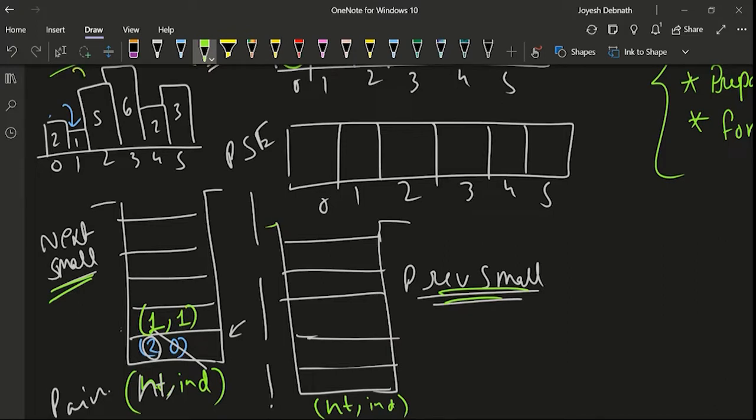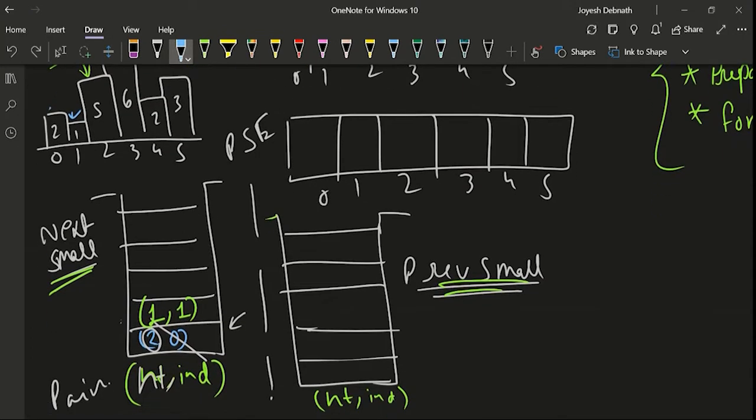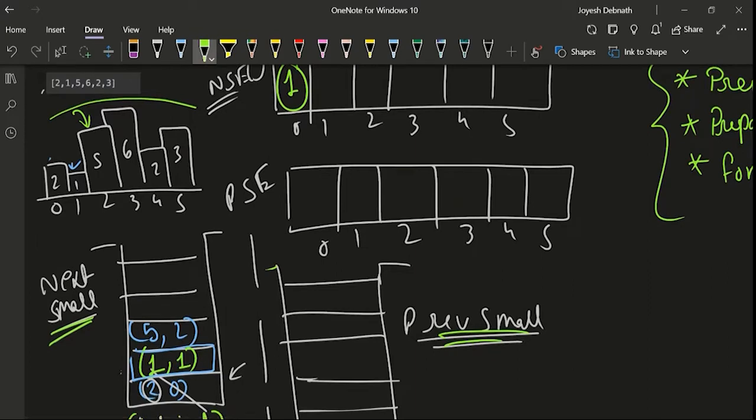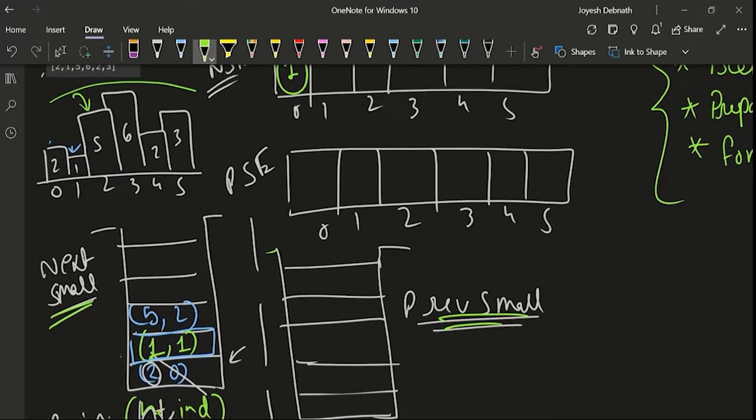Now we will carry on to the next block, which is 5. In this particular block 5, we can see that it is greater than the existing element in the stack, so we will not do anything. We'll enter 5 comma its index, which is 2. Now move on to the next block, which is 6. Now 6 is also greater than the existing block in the stack, so we will not do anything. We will enter 6 comma its index 3.